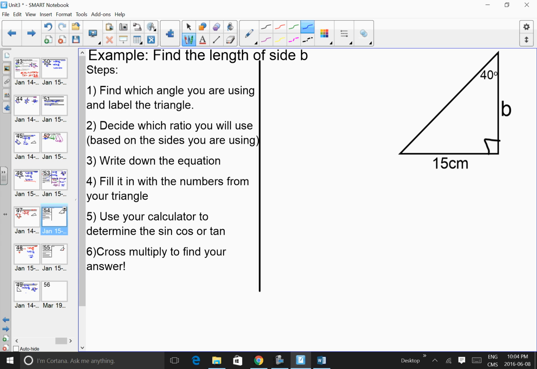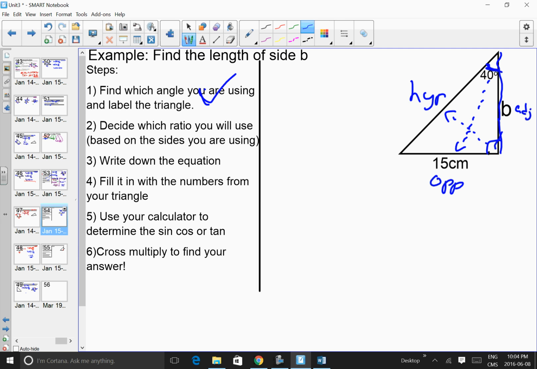All right, this time we're looking for side B. That is this side right here. Oops, and I accidentally erased my right angle. So first, find the angle you're using and label the triangle. So I know my 40-degree angle, so I'm going to label it from here. The side across from it is the opposite. The side across from the right angle, or the longest side, is my hypotenuse. And my leftover side is my adjacent. Good. Bam. Done. Check.